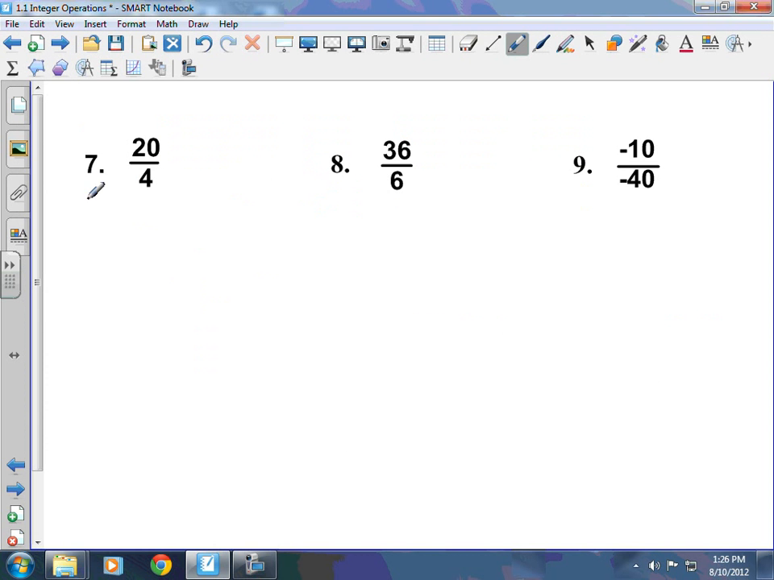Okay, division is the exact same thing. Now, these are both positive, so my answer is going to be positive. 20 divided by 4 is, how many times does 20 go into 4? I'm sorry, how many times does 4 go into 20? 5. 36 divided by 6, 6. They're both positive, so my answer is positive.